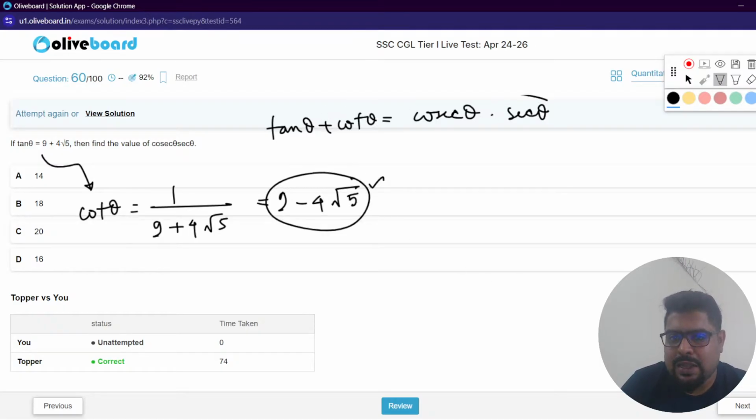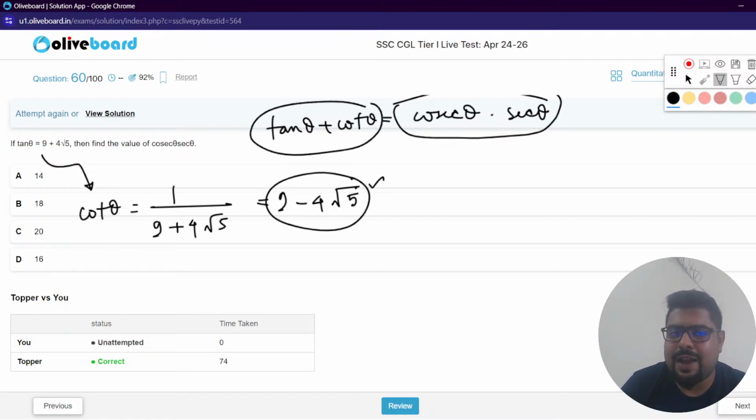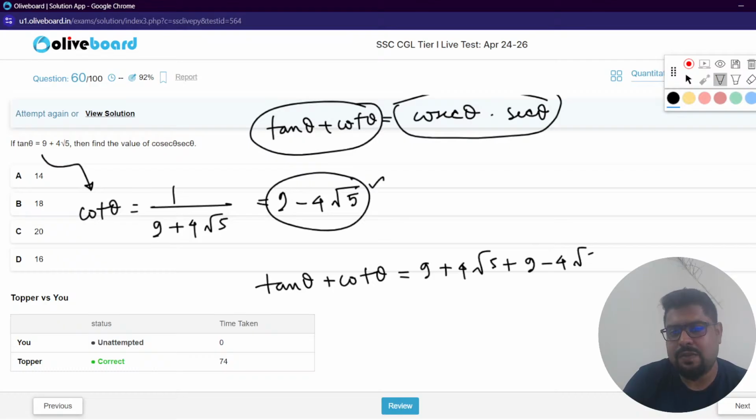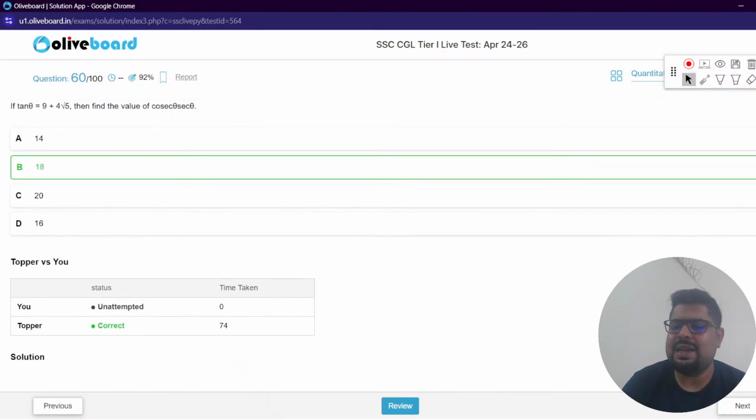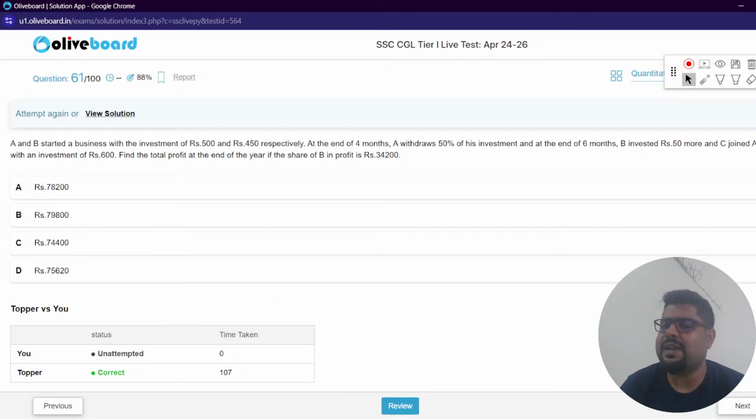So this is directly this. That means what they're asking us to find is the value of this. So tan theta plus cot theta, I can directly say, will be 9 plus 4 root 5 plus 9 minus 4 root 5, which is 18. Option B, done, understood. Nothing very difficult.